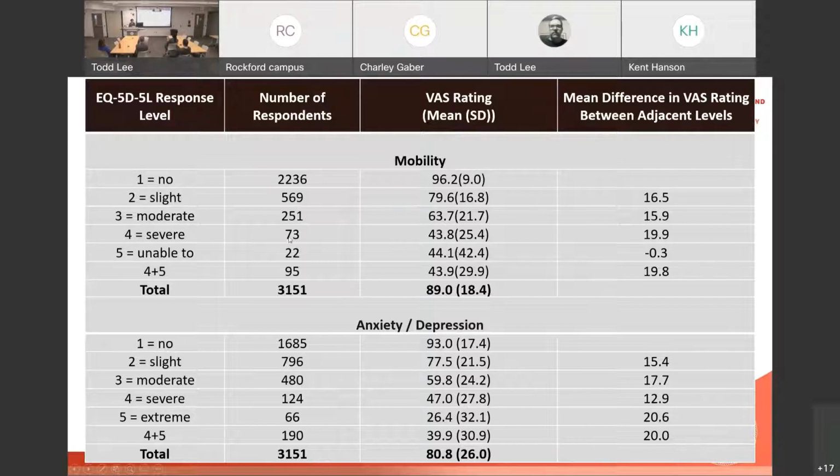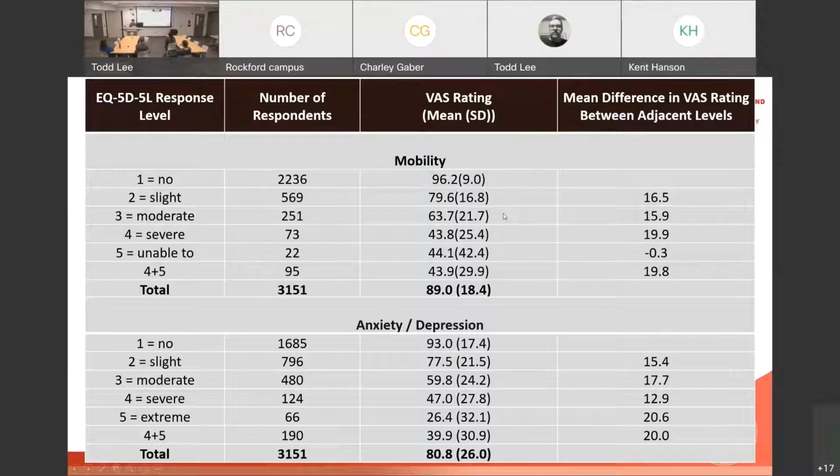However, if you look at levels 4 and 5, you can see that the mean VAS is actually higher for those that selected level 5, meaning that they're unable to walk, compared to those that selected that they had severe problems walking. And if we look at the difference between each of those response levels, that results in a negative difference, indicating that this 5th response level was actually higher than the 4th response level. So something a little peculiar. When we combine the 4th and 5th response levels together, we get something that's more consistent with the degree of VAS ratings between each of those other response categories.